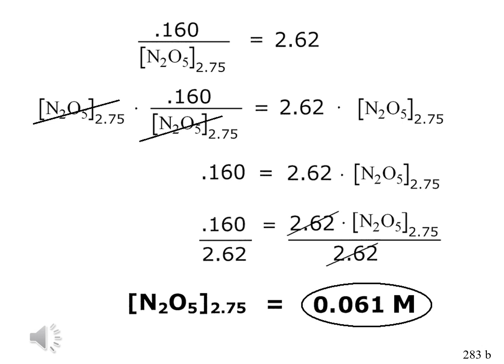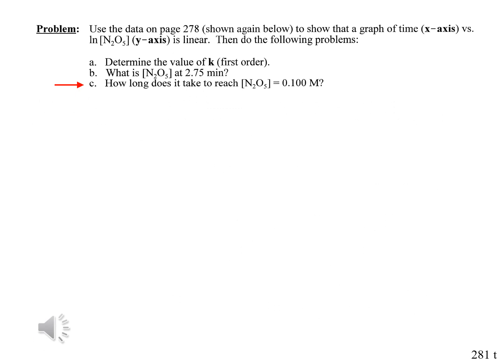So we found out that the concentration is 0.061. And what did we estimate? We estimated from the graph 0.06. So we did pretty good. I'd say we were 1 for 1. The next question that I want to ask is part C. That is kind of the opposite. I want to ask you how long it takes to reach a certain concentration.